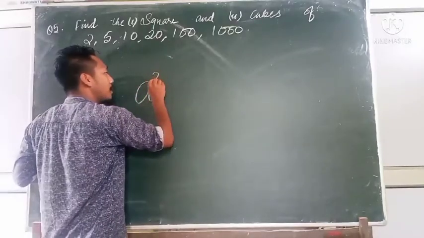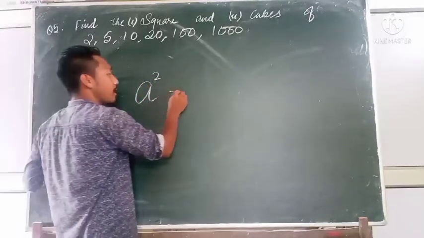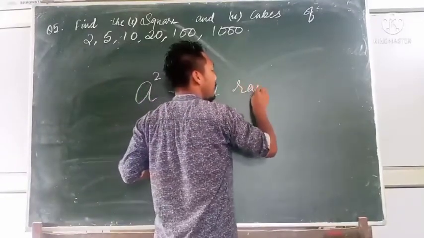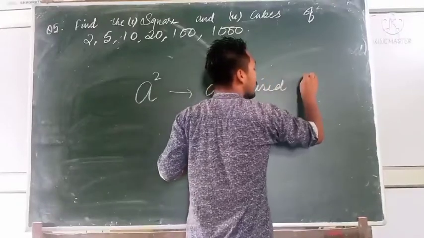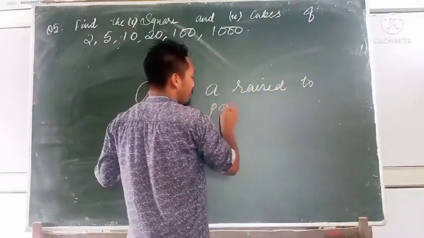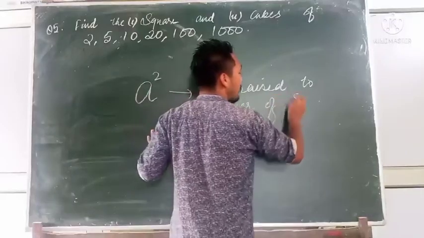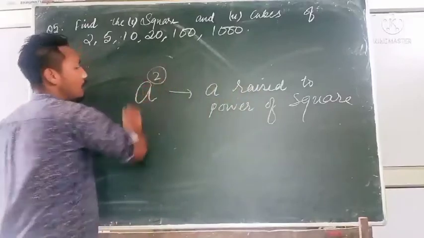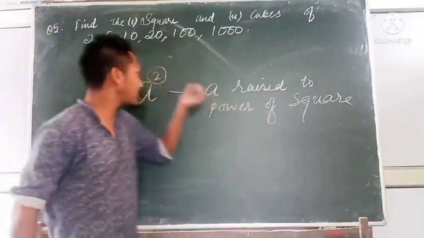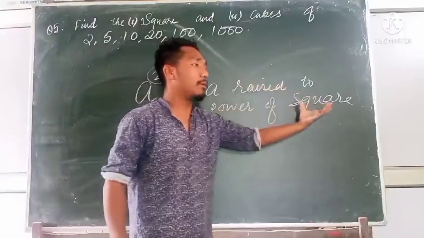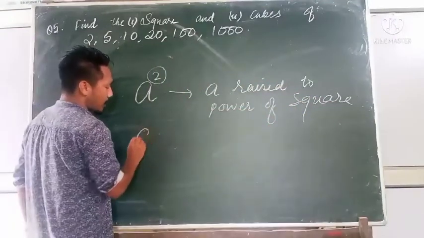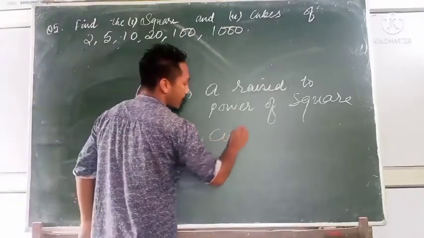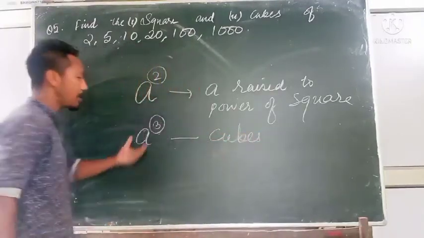If the exponent is written as 2, then we read this as a raised to the power of square. That means if the exponent is 2, then we consider it to be a square. If the exponent is 3, that means this power is 3, then we say it is a cube.